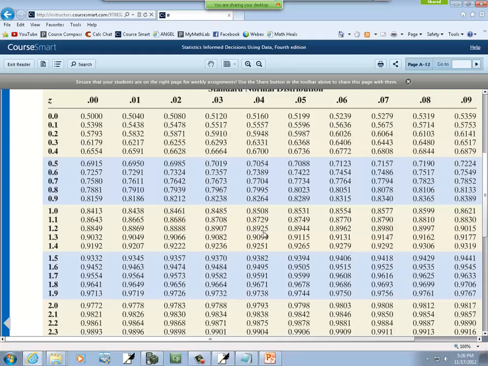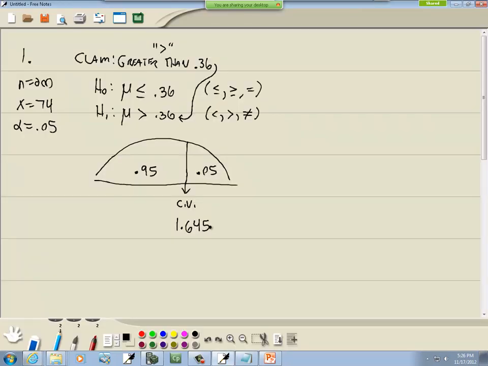Now, if it's exactly halfway in between two values, then you usually take this. If it isn't exactly halfway in between, you don't try to do anything. You just take whichever one it's closest to. Okay. Now we need our test statistic.